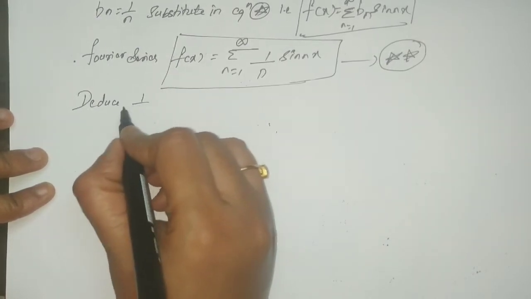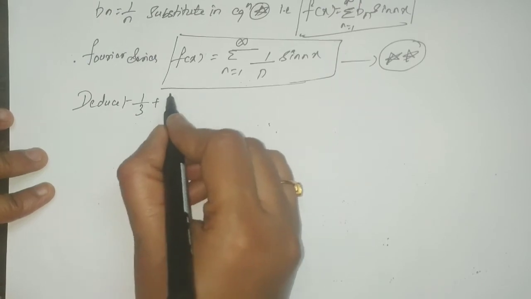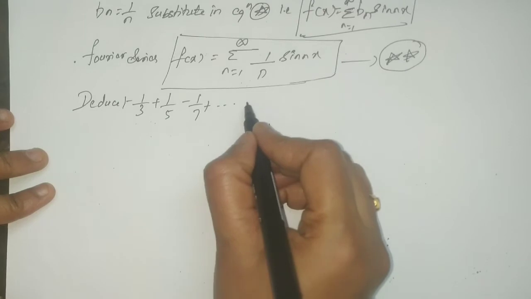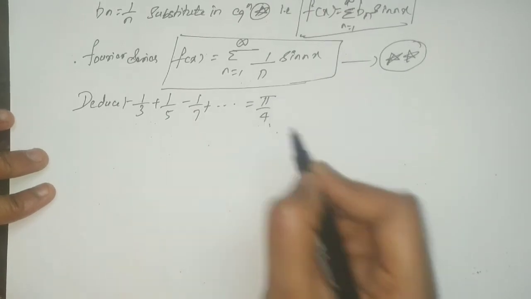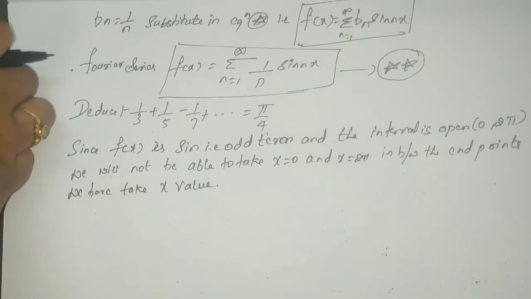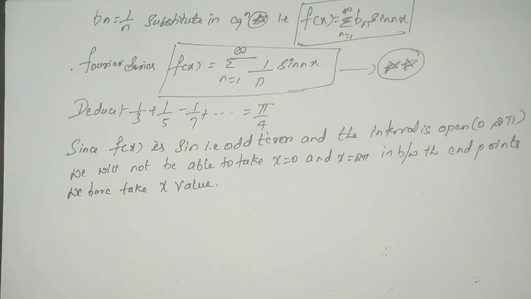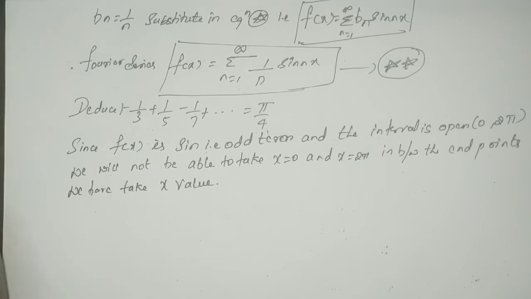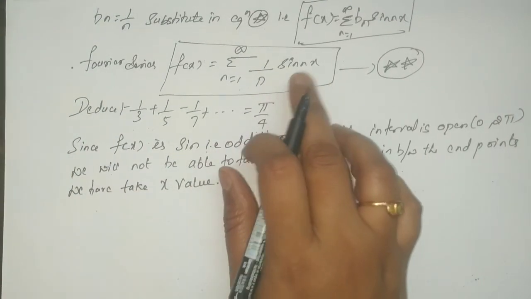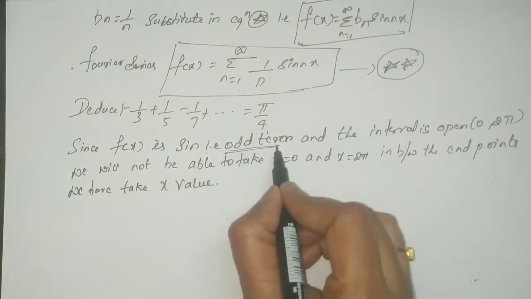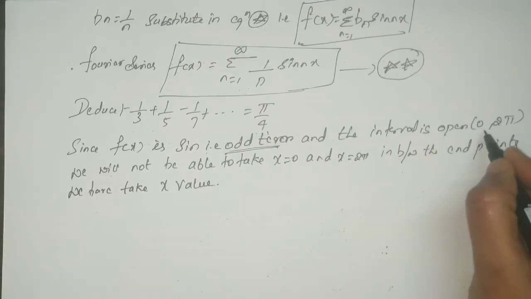We need to deduce this Fourier series as 1 minus 1 by 3 plus 1 by 5 minus 1 by 7 and so on, up to pi by 4. For the deduction, as I already stated, you have to check whether the function in the Fourier series you have got is an even or odd function. Here you have got a sine term, so it is an odd function, right?